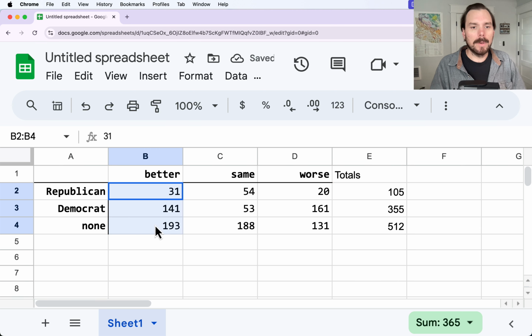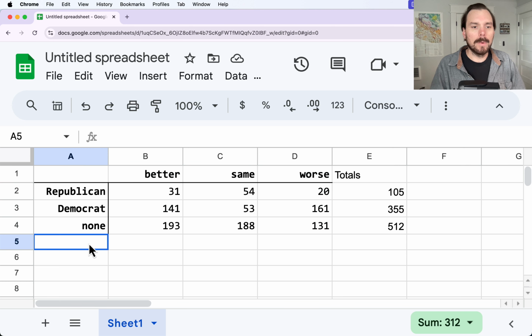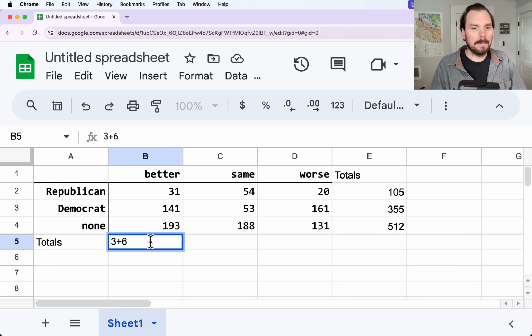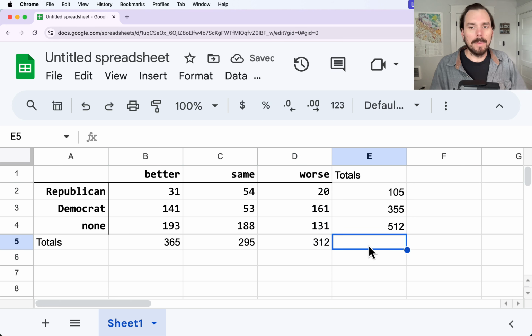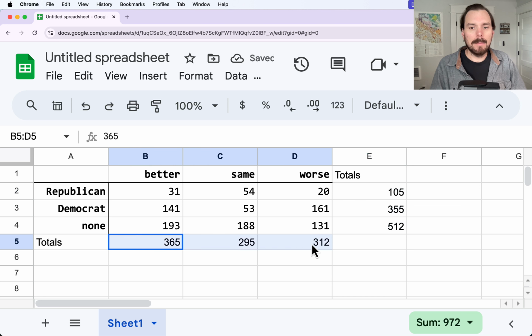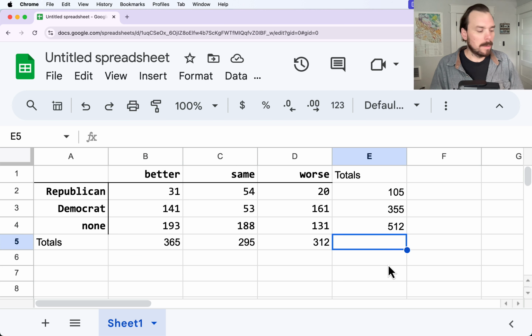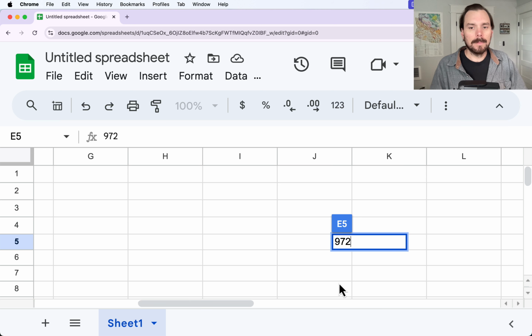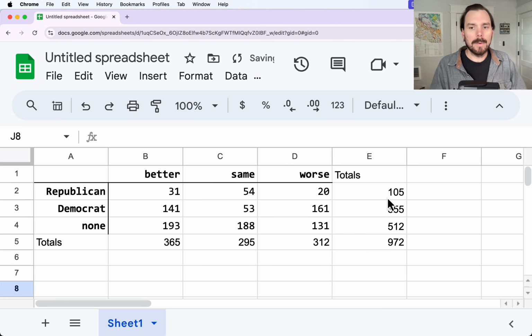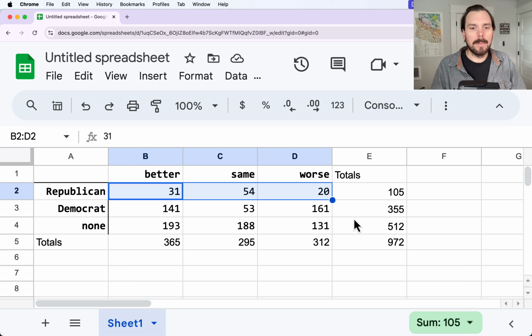Next, I can do the same for columns, finding the total number of people who thought the economy was getting better, stayed the same, or getting worse. And the grand total for the whole table, I should be able to find the same total looking at that sum for both the marginal totals for columns and rows. I have 972 for each of those numbers. That works really well, and you can now use these numbers to find probabilities.